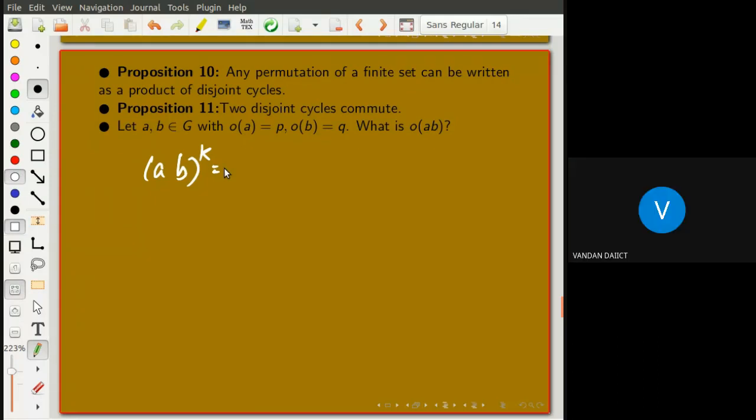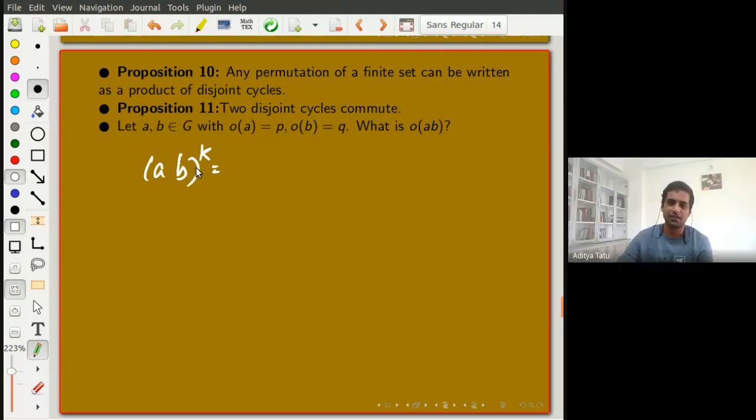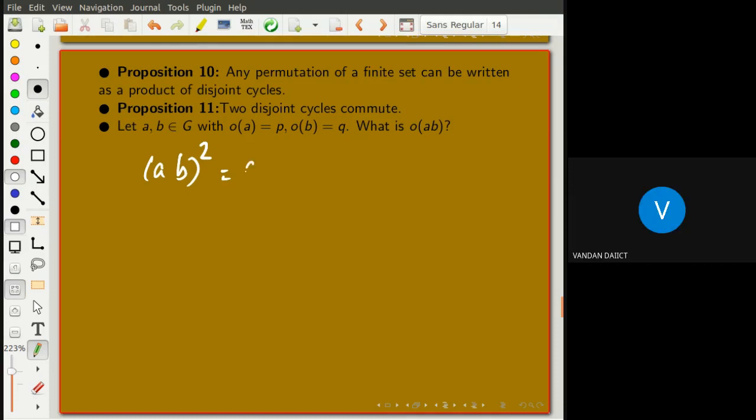If K is the order of AB, then (AB) raised to K will be identity. So that would be E, but let's say K is not the order. Let's just take a small example. Instead of an arbitrary K, let's take (AB) to the power 2, the simplest. What is this equal to? AB dot AB.